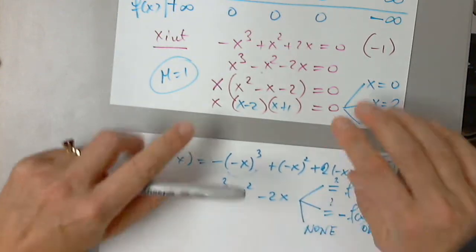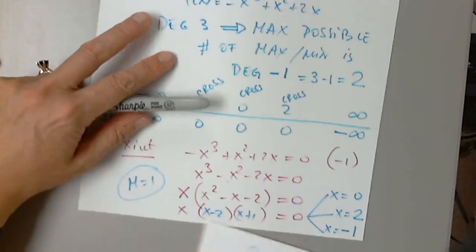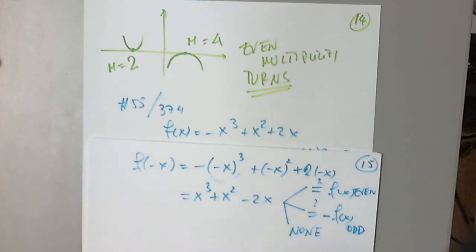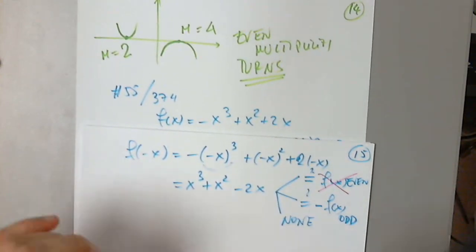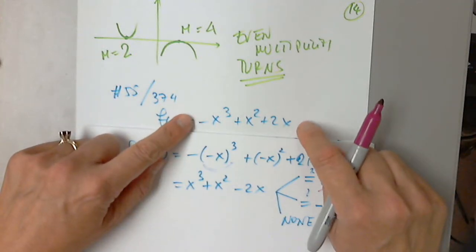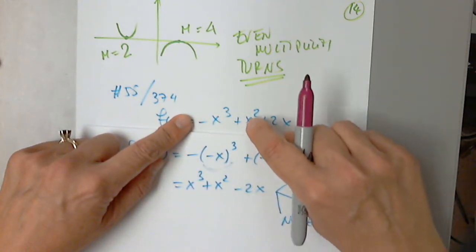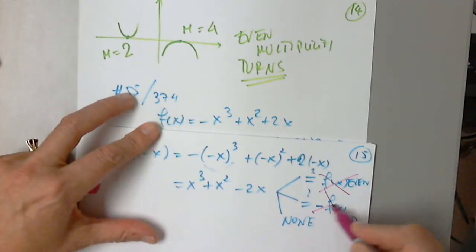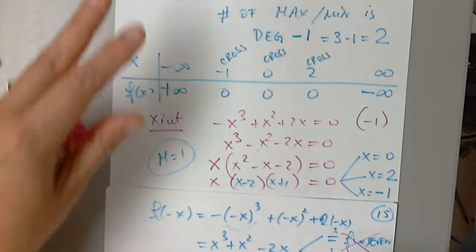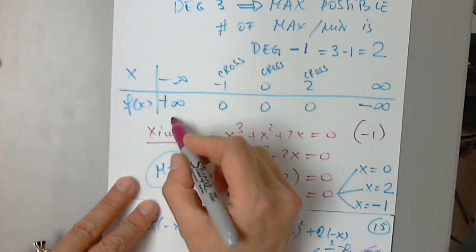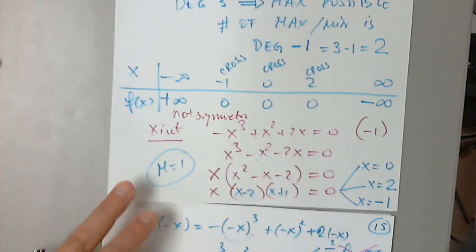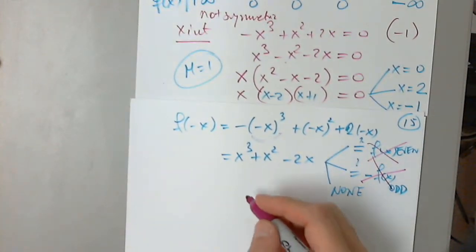We're only checking whether the graph is symmetric with respect to the origin or with respect to the y-axis. Is this function identical with the original one? You said no. Excellent. If I multiply both sides here by negative 1, this will become positive, but this will become negative, and this will become negative. It's not. So the function is not symmetric. This is the only thing that does not fit in my table. Outside, not symmetric. Good. So now we are ready to graph this function.